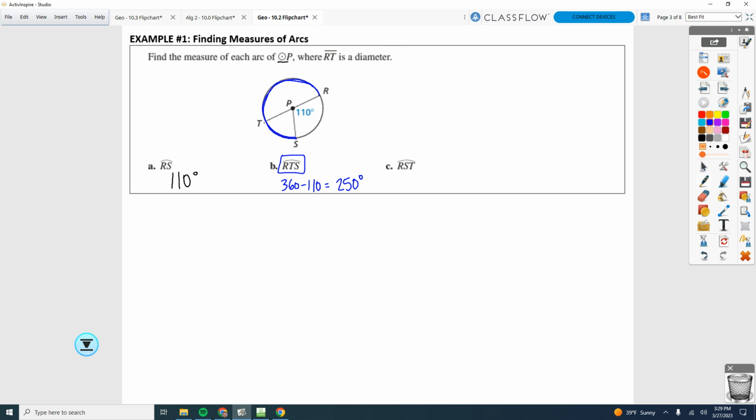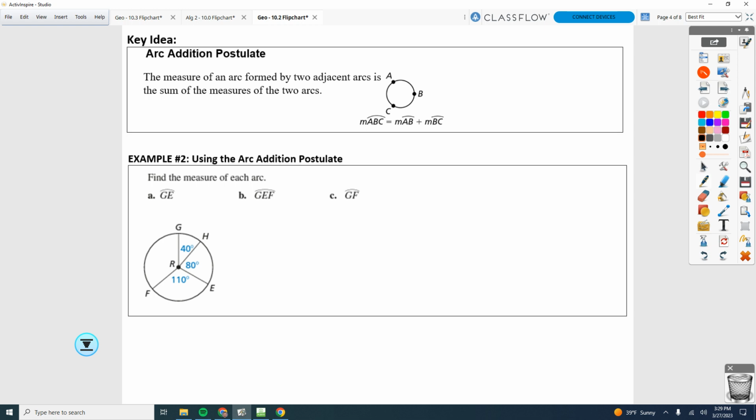And then RST, I'm going to use red for that one. RST is going to be this arc right here, and that is a semicircle, so that's going to be 180 degrees. It's going to be half of the circle.